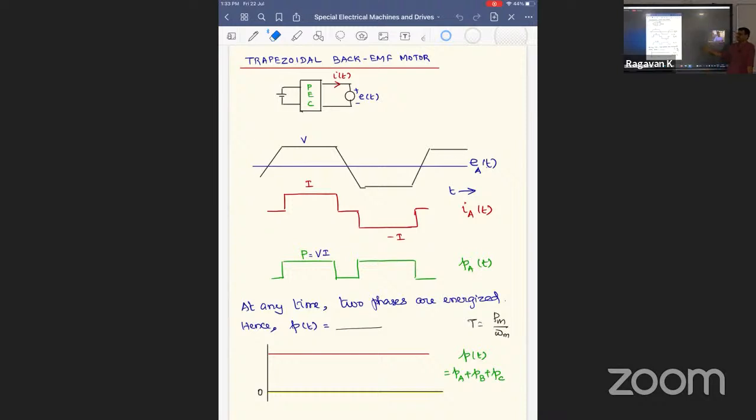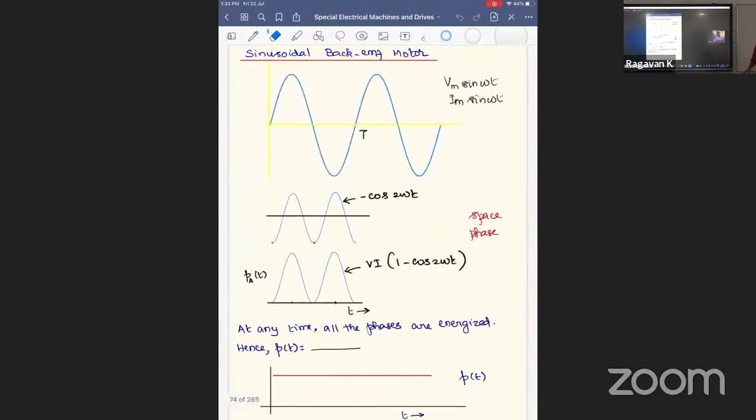Our objective is to obtain a torque waveform which is constant with time, so that there is no vibration, and the system is mechanically sound. It is not about eliminating irritating noise. Our target is to have a mechanically stable system. If the vibration is continuous, then over time there will be damage. So this is about trapezoidal back EMF.